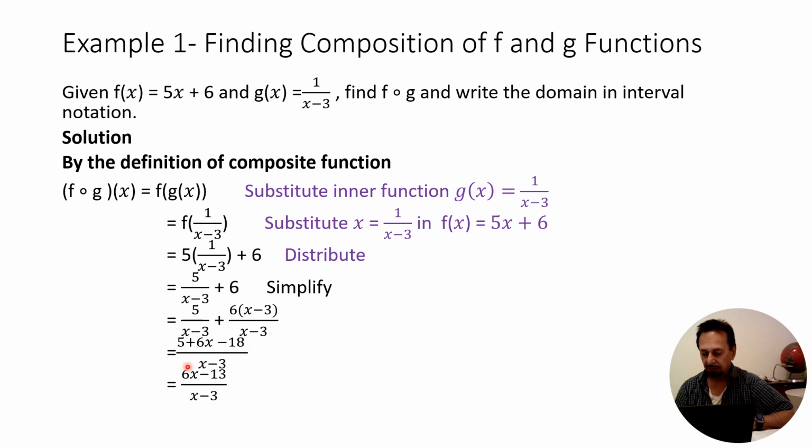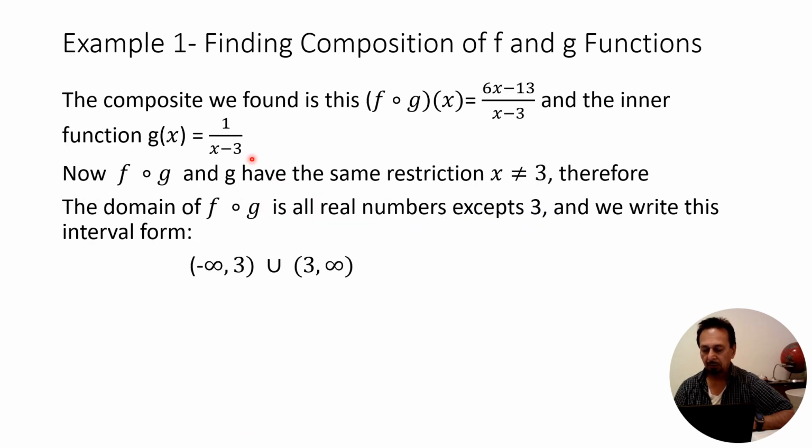And now we simplify. So let's say 5 plus 6 times x minus 6 times 3, 18. So if we further simplify, we get 5 minus 18 is minus 13 and 6x. So we have 6x minus 13 over x minus 3. So we have found the composition of f and g as 6x minus 13 over x minus 3.